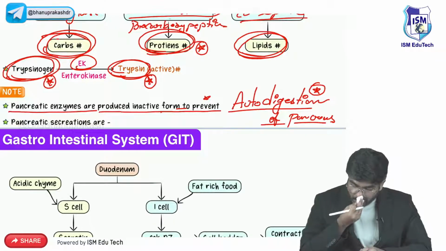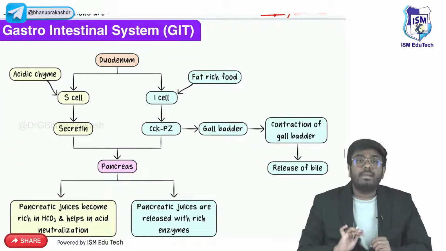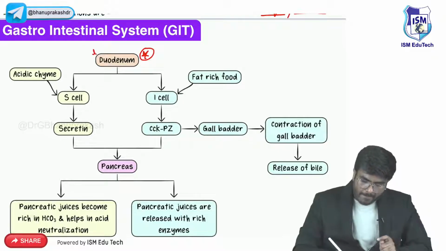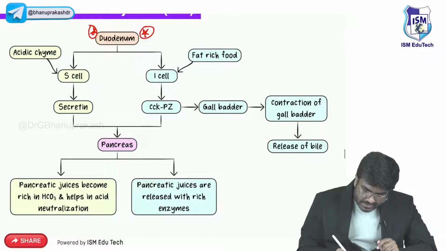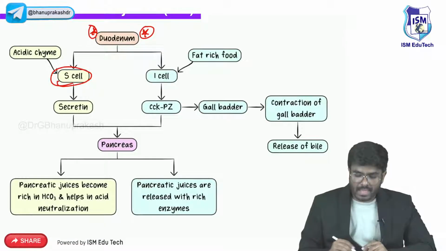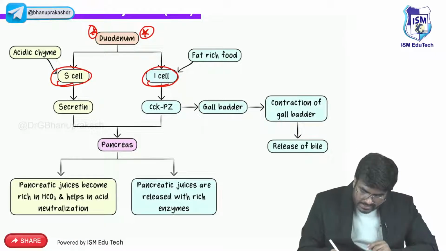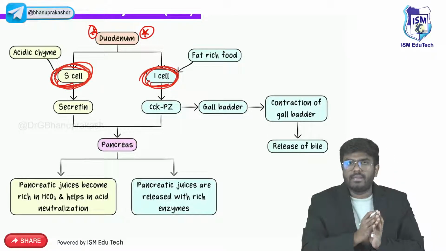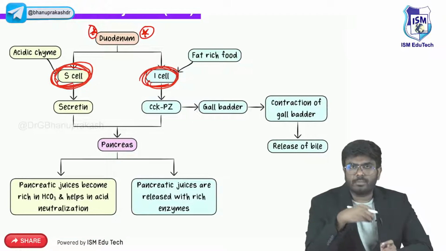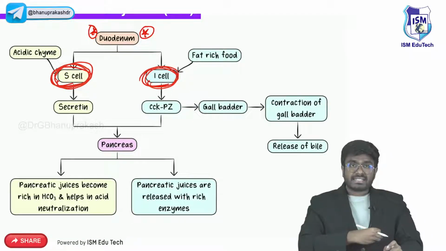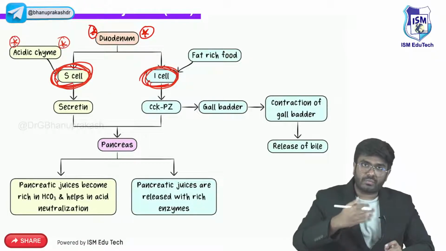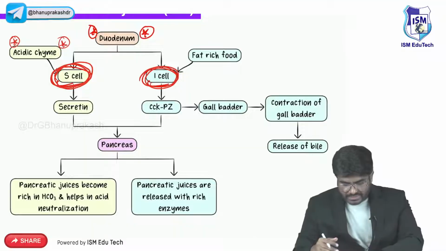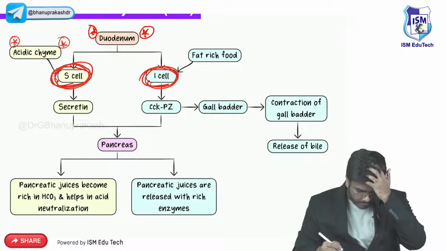Now, after this, what else you should know in the GIT? Regarding duodenum, two hormones are there, which I want you to know, only two hormones. In the duodenum, there is a cell called S cell and I cell. Duodenum has S cells and I cells. First, let's talk about the S cell. When you eat the food, the acid is getting produced in the stomach. Now, this acid will enter into the duodenum. Acidic chyme, partially digested food mixed with the acid, is entering into the duodenum.